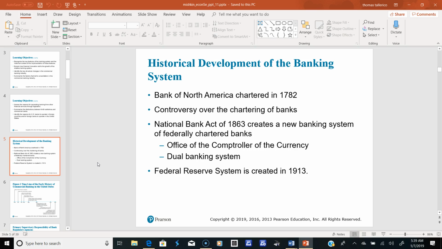We're going to do a little look at the banking industry today, and we're going to see some historical points about the banking industry. So, some history here: the Bank of North America was chartered in 1782. I believe Alexander Hamilton was somehow involved in all of this.